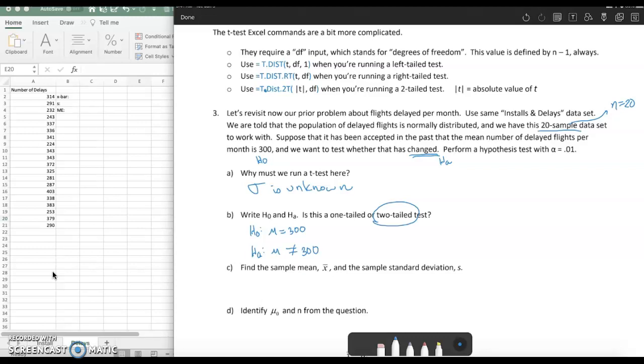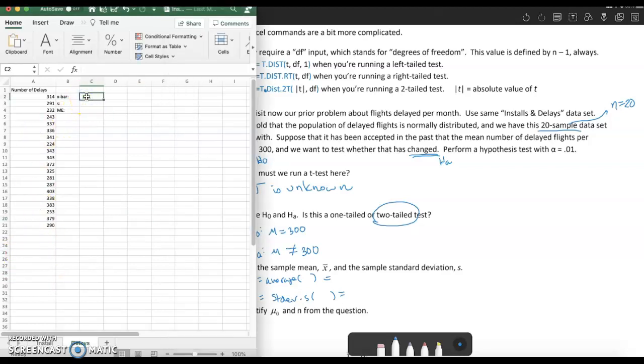Find the sample mean, x bar, and the sample standard deviation, s. Because again, we do not have that sigma value, so we need to calculate the s value and use that instead. So in order to find x bar, we're going to use the equals average command. And to find s, we're going to use the equals stdev.s command on this data, specifying that it is in fact a sample that we're working with here.